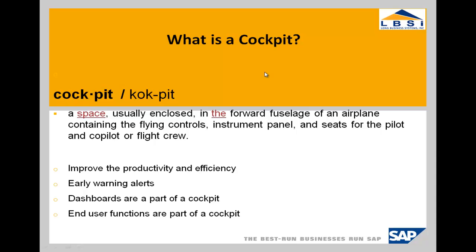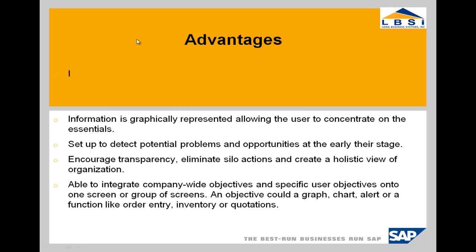A cockpit, on the other hand, is a space containing all the controls, the instrument panel, the seats, for the pilot, and so forth. In other words, a dashboard is part of a cockpit. A cockpit also contains early warning messages, early warning alerts. It contains end-user functionality, and it's all done to improve the productivity and efficiency for the user.